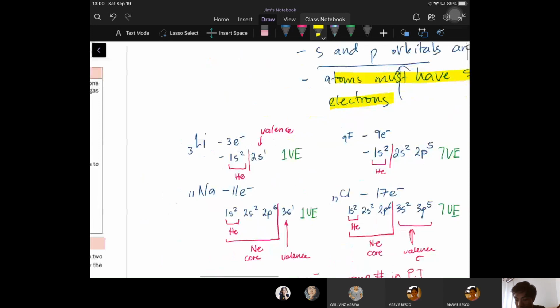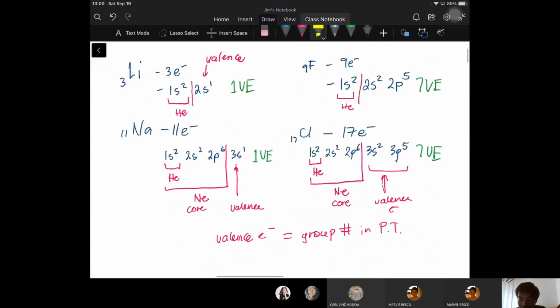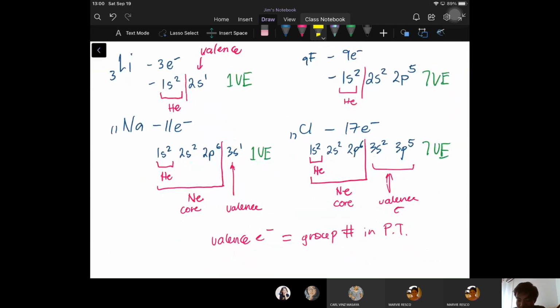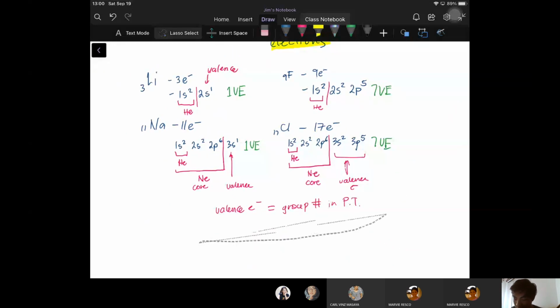Ay, pusa. Naglalaro. Okay, so tignan natin to. So, si lithium, no? Tignan natin. Teka lang, ibaba ko lang yung ibang text.